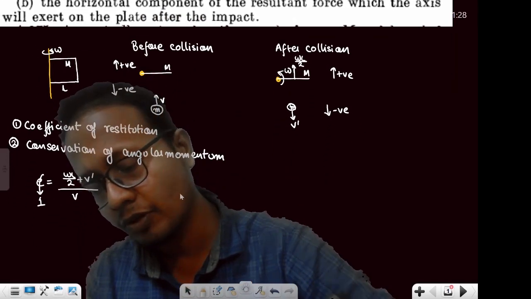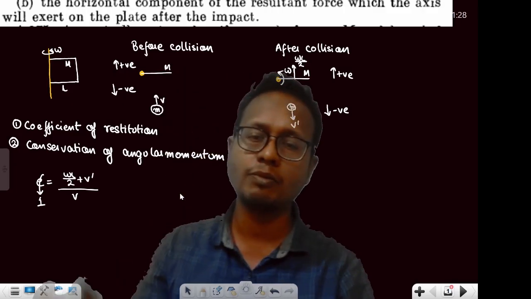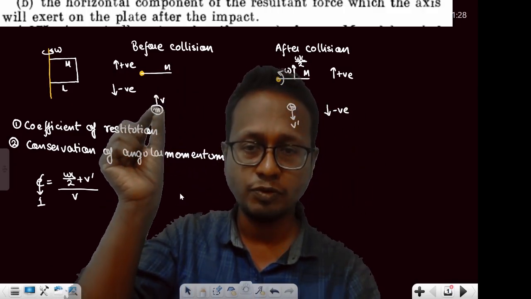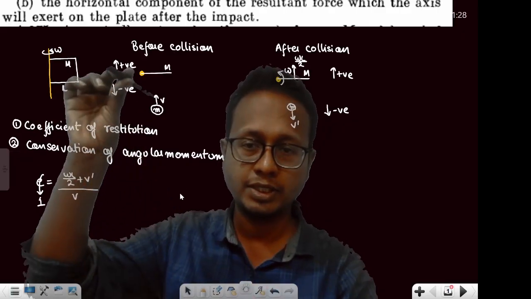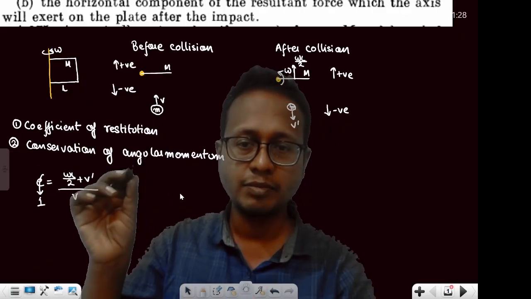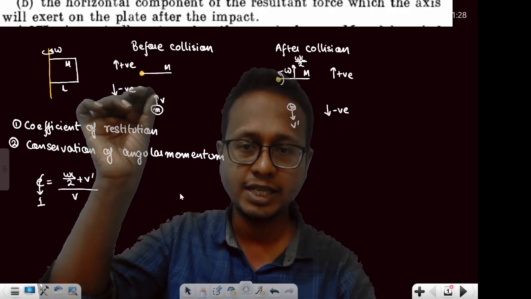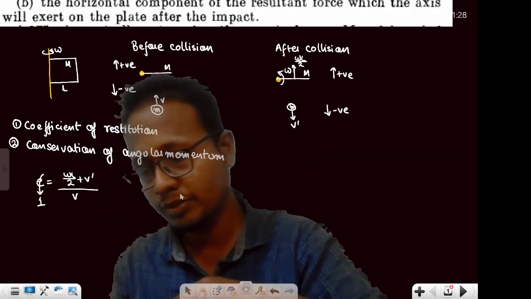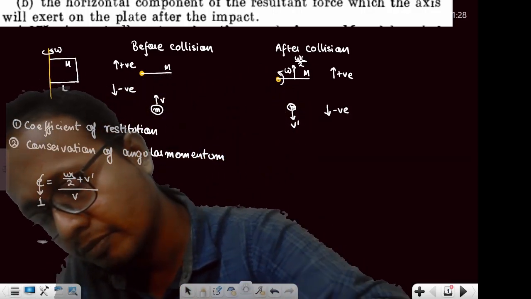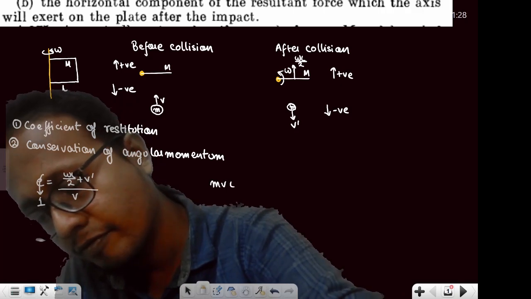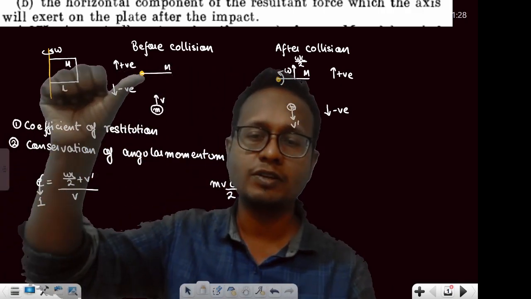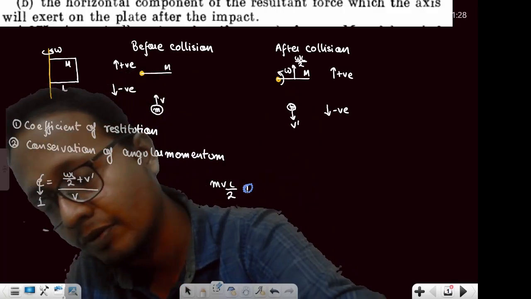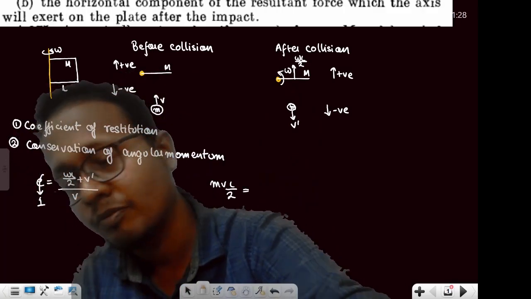My second equation is conservation of angular momentum. How do I conserve angular momentum in these two scenarios? First, what is the angular momentum of this mass m moving in a straight line about this hinge? This is m into v into r sine theta, which would be L by 2 because this is striking at the center. No? Understood? So conservation of angular momentum is m v L by 2 plus the angular momentum of the plate, which is 0, equals the final angular momentum.